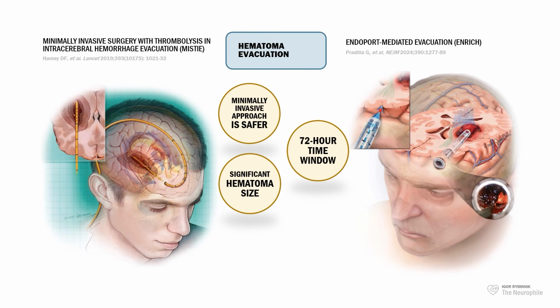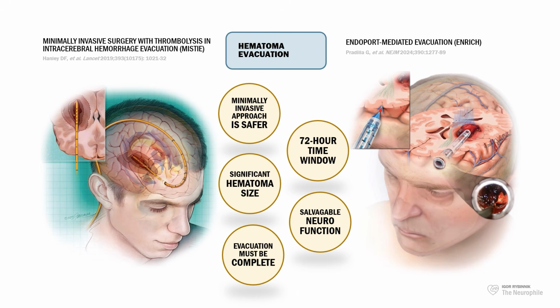Hematoma needs to be large enough to justify surgery. Hematomas over 30 cubic centimeters tend to worsen outcomes, so that's typically where evacuation is considered. There needs to be neurological function left to salvage. Hematoma evacuation aims to prevent more damage, but if herniation has already happened, it's too late. And finally, despite all the uncertainties, one thing is clear: evacuation must be complete. If a significant amount of hematoma is left behind, outcomes won't improve.